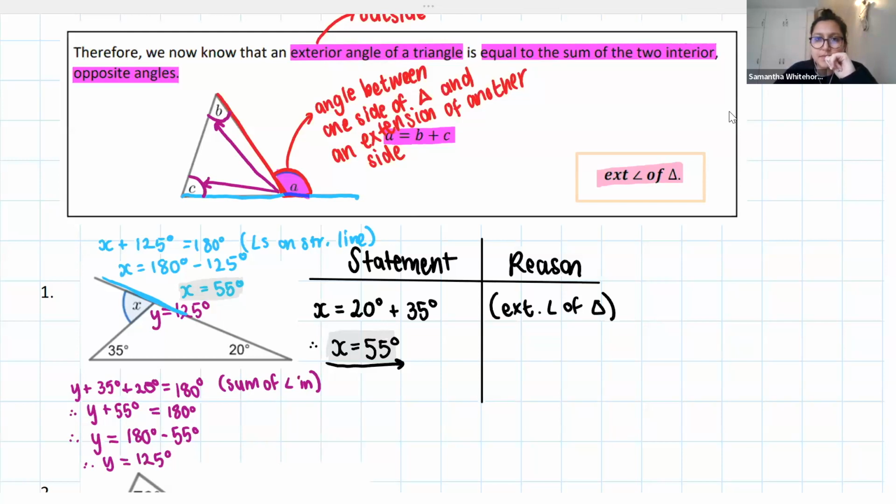Andrea, yes, this is exactly how we calculate angles. We use these reasons in order to calculate angles. There was another question. We're basically adding the two numbers. Yes, we're adding the two numbers opposite the exterior angle.